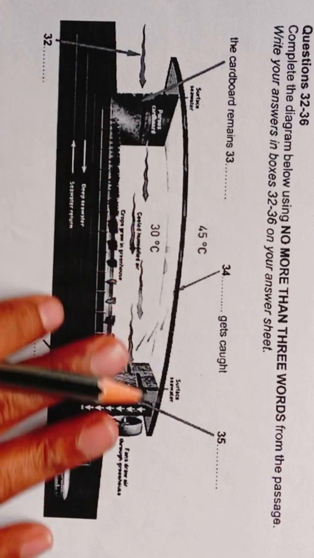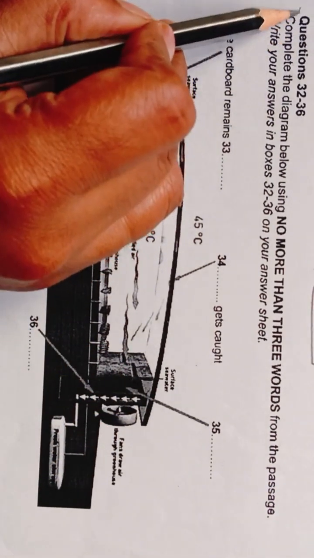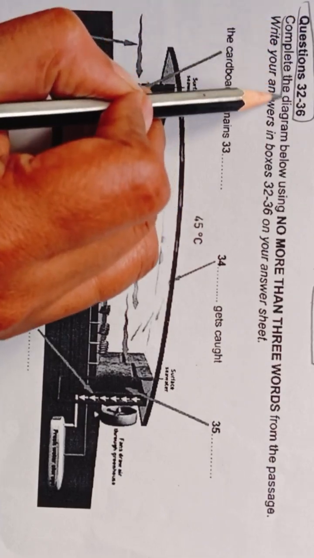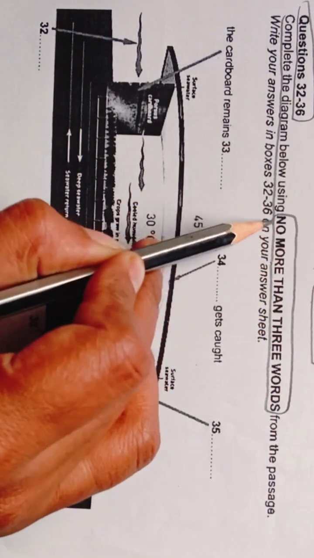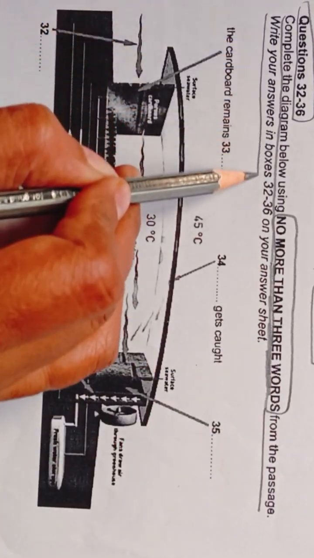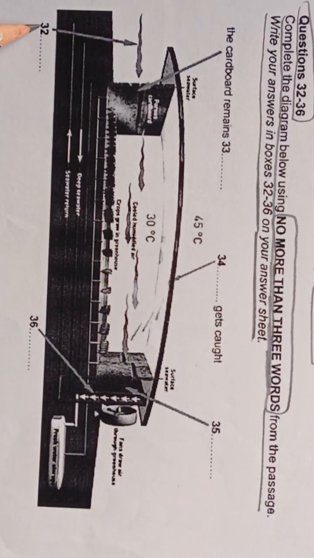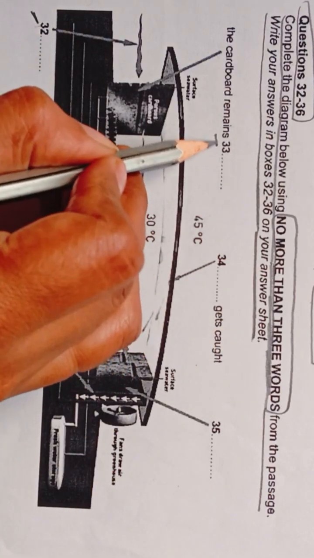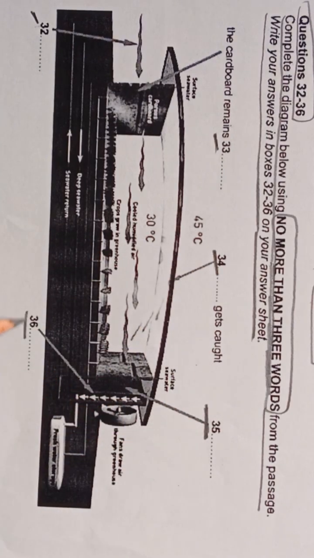Here they have given a diagram. Questions 32 to 36: Complete the diagram below using no more than 3 words. This is very important: no more than 3 words from the passage. Write your answers in the boxes 32 to 36 on your answer sheet. So this is 32, this is 33, this is 34, this is 35, and this is 36. I hope you are getting this.